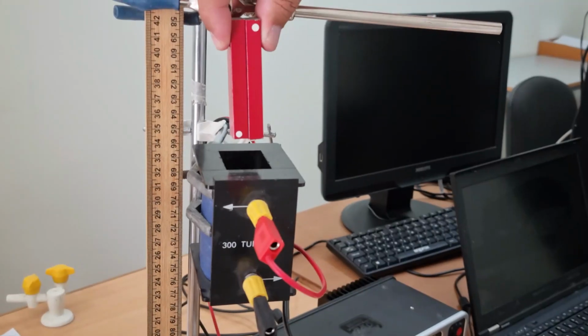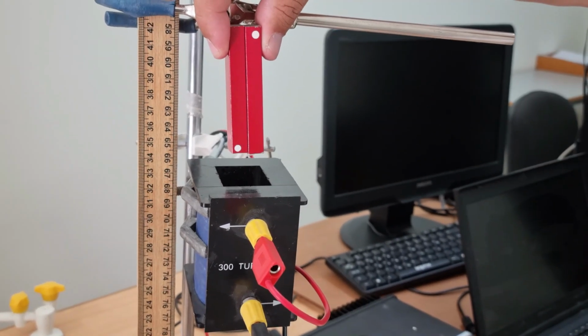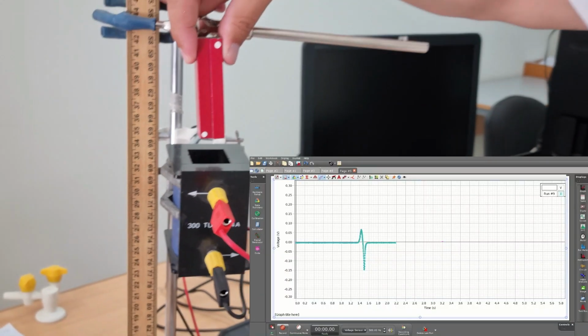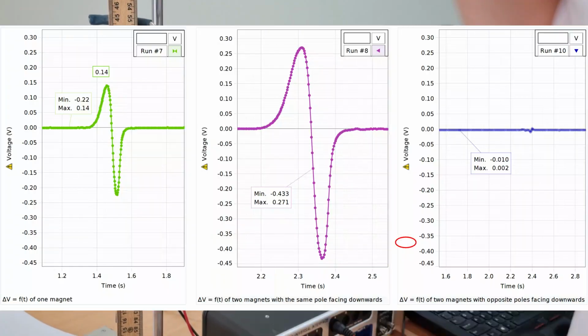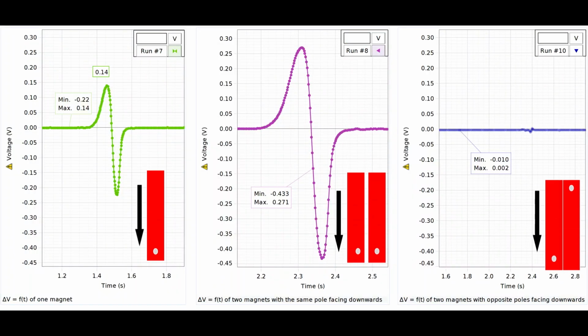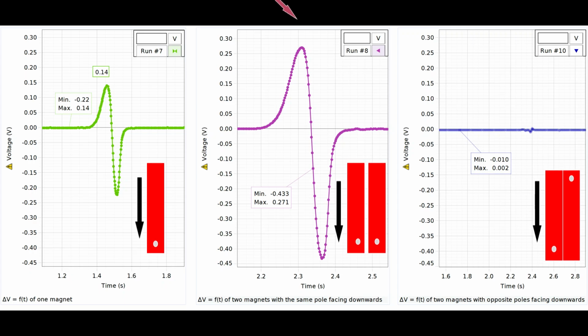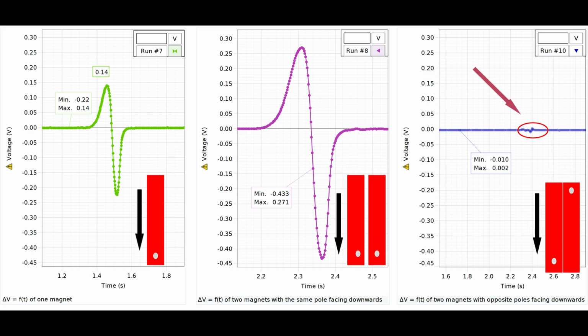Then we drop two magnets with opposite poles facing downwards at the same time into the coil, thus reducing the intensity of the magnetic field. We observe that the value of the induced electromotive force decreases. In the case where the magnets have approximately equal magnetic field strengths, the electromotive force created is almost zero.